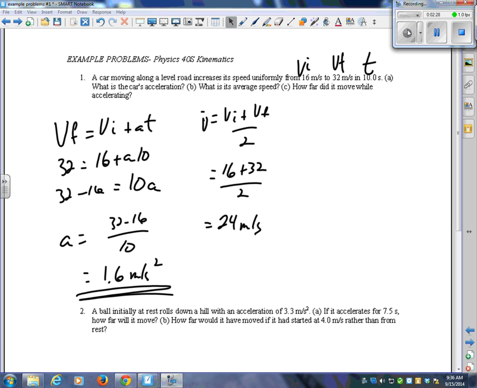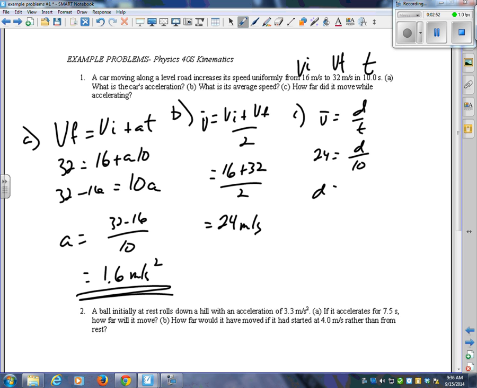And the last one, how far did it move while accelerating? Now, you could do this. I'm going to show you two ways here. This is A. This is B. This is C. I could show you V bar equals D over T. 24 is equal to D over 10. That would work, wouldn't it? But you'll notice that it only works if I've already done B. Right? Is there another way? Yes, I could have done.